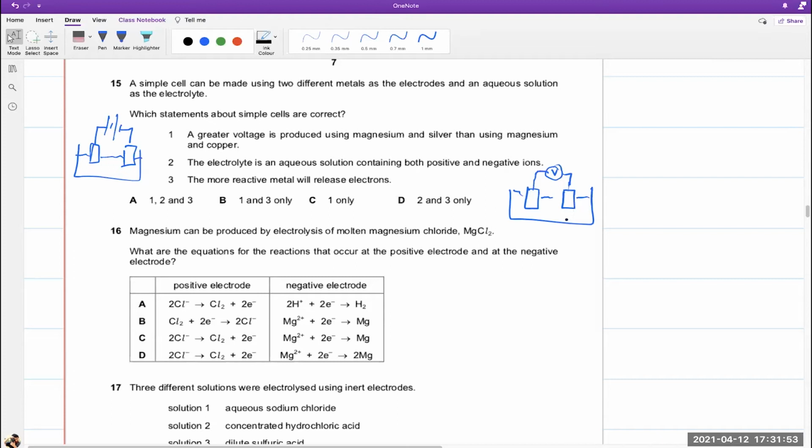All right, a greater voltage is produced using magnesium and silver than using magnesium and copper. Yes, that is true, because magnesium and silver are further apart in the reactivity series than magnesium and copper. थोड़ा सा फर्क है, लेकिन still फर्क तो है.